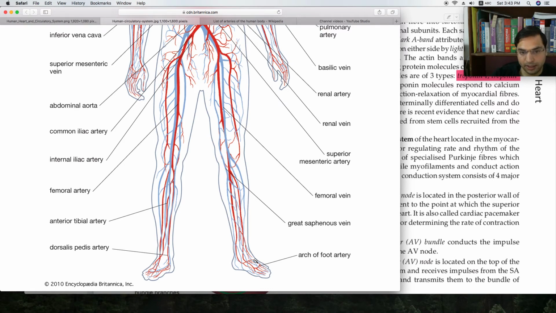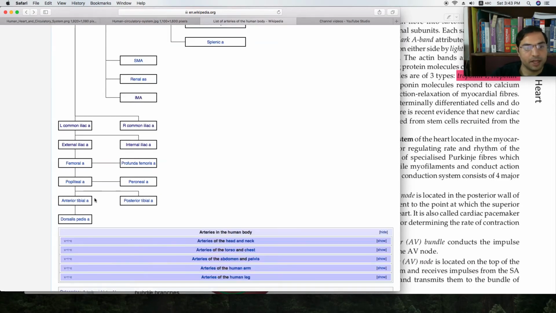at the front of the foot, at the upper level of the foot, it is the anterior tibial artery. It is the dorsalis pedis. The anterior tibial artery becomes the dorsalis pedis, right? So at the posterior side, posterior tibial artery, and at the anterior side, dorsalis pedis artery.